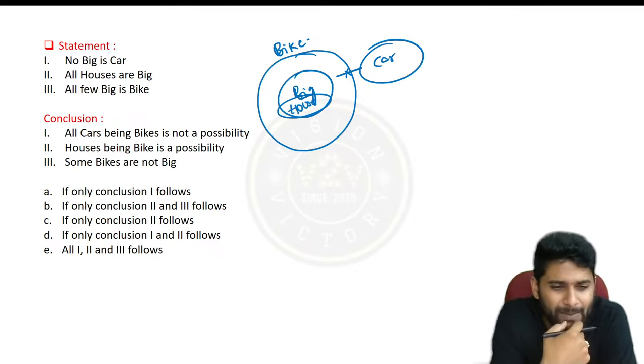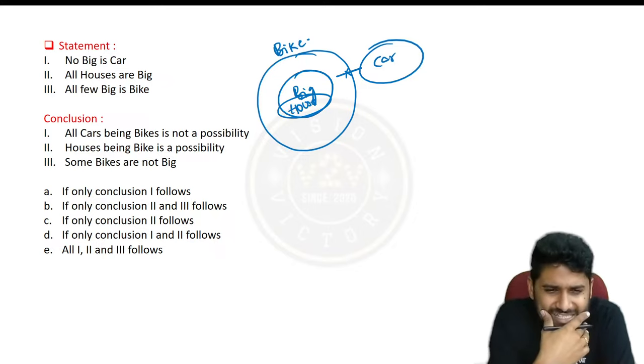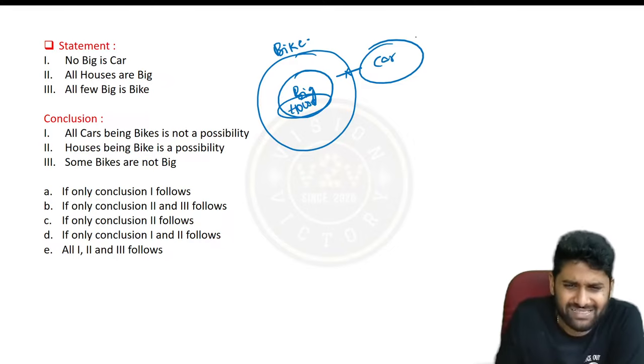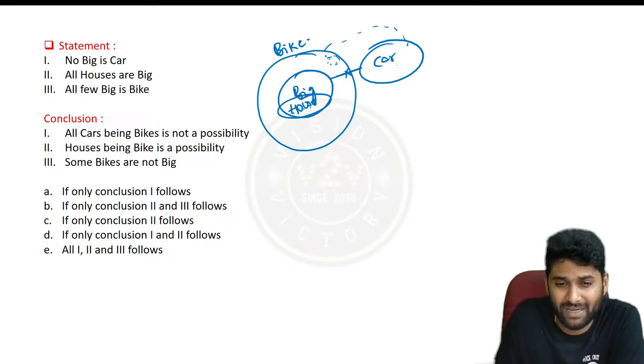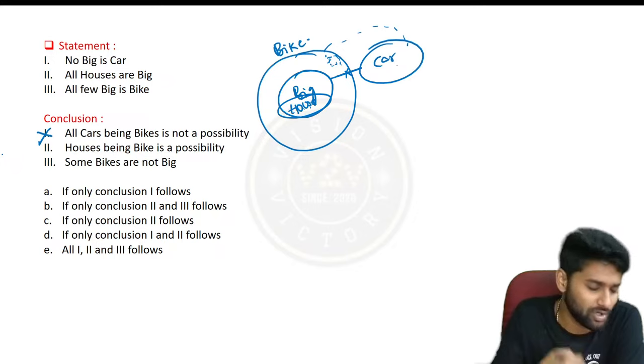All cars being bike is not possible? Guys, is it possible that all cars can be bikes? Yes, guys, we can assume. So we cannot assume big into the car, we cannot assume house into the car, because houses belong to the big. But I can assume that all cars can be bikes. It is possible, but the conclusion says not possible.